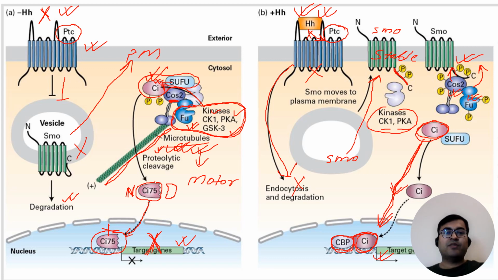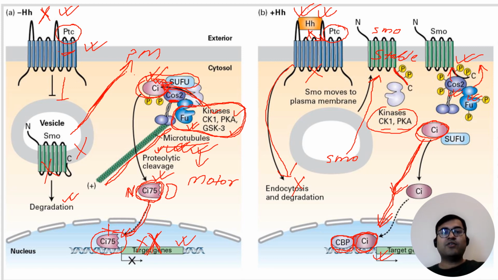So let us have a quick recap on this. When there is no Hedgehog ligand, the PTC receptor inhibits the SMO protein from getting expressed on the plasma membrane, and this SMO protein is degraded. The cytoskeleton protein, which is microtubule here, along with this COS2 motor protein, forms a complex with different kinases such as FU, CK1, PKA, GSK3 and SUFU. This CI transcription factor is phosphorylated by these kinase molecules, and this phosphorylated CI molecule gets degraded. The larger fragment of the CI molecule after the proteolytic cleavage, which is CI75, enters into the nucleus and suppresses the target gene.